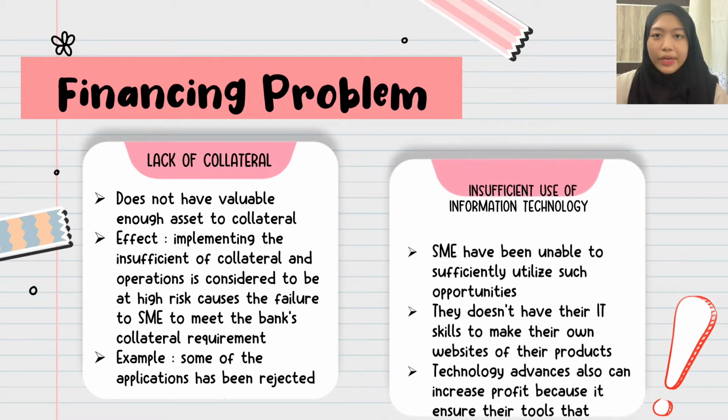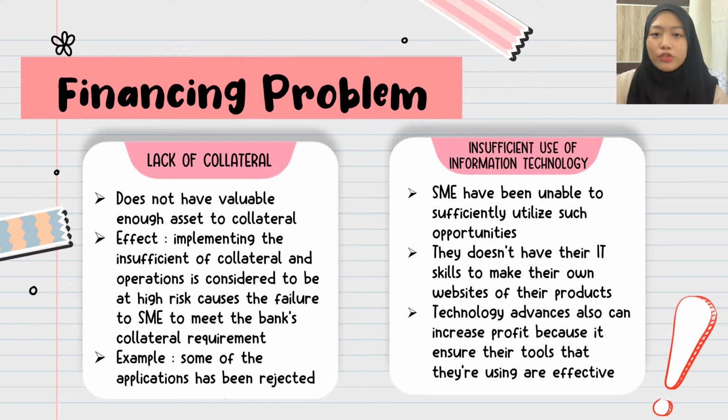The last point of this part is that SMEs have insufficient use of information technology, which becomes their weakness in financing. As we can see in recent years, information technology has developed rapidly, and household ownership of mobile phones, smartphones and tablet computers has spread quickly, but SMEs have been unable to sufficiently utilize such opportunities because they do not have their own websites to promote their products to other people. For example, if they have their own websites, they can increase their sales.